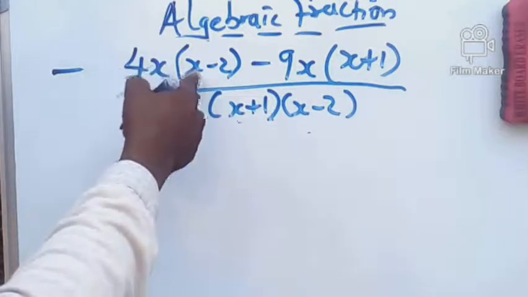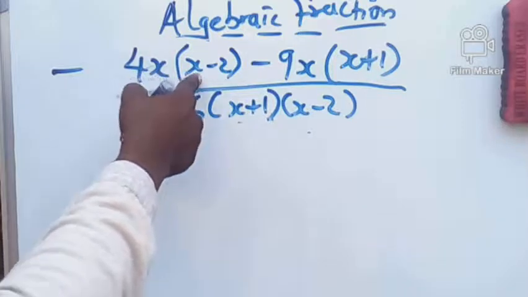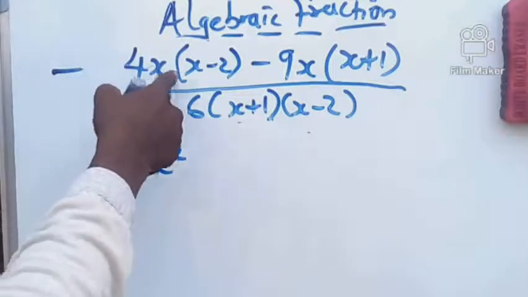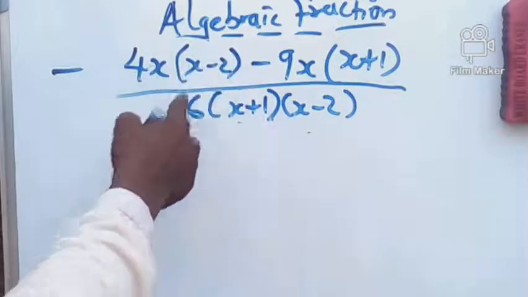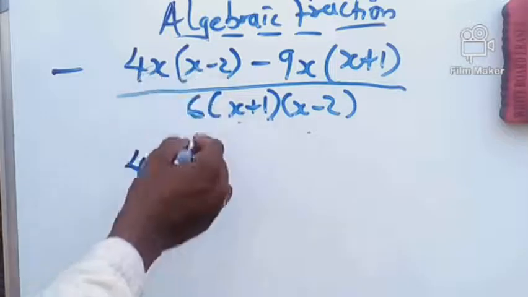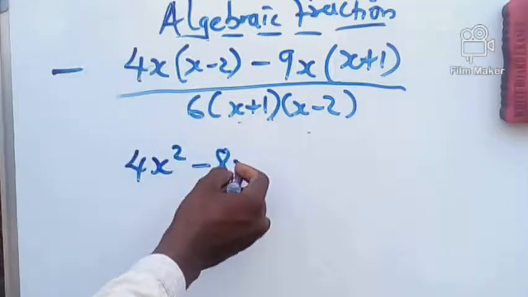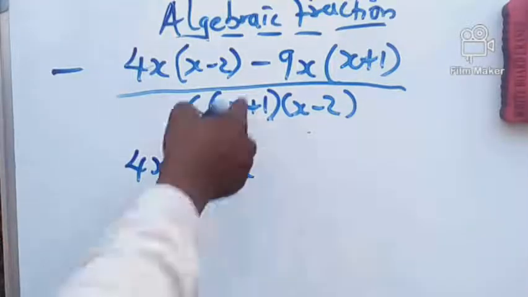4x multiplied by minus 2. Remember, we are dealing with variables here. X times x will give you x squared. The constant 4 remains where it is. Then 4x multiplied by 2. Remember, we're dealing with numbers now. The x will remain where it is. So we have minus 4 times 2, which is 8. So the x remains where it is. That is 8x.